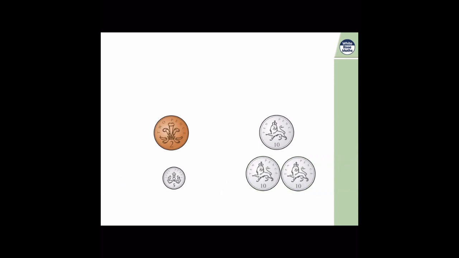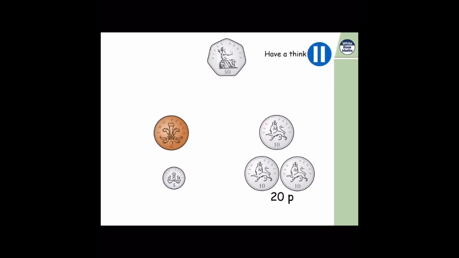Here is another 5 pence piece. 5 and 5 makes 10. 5p plus 5p is the same as 10p. So we can exchange our 2 5 pences for one 10p. Now we've got a 20p, which we can exchange for 2 10 pence pieces. 10p plus 10p is 20p.